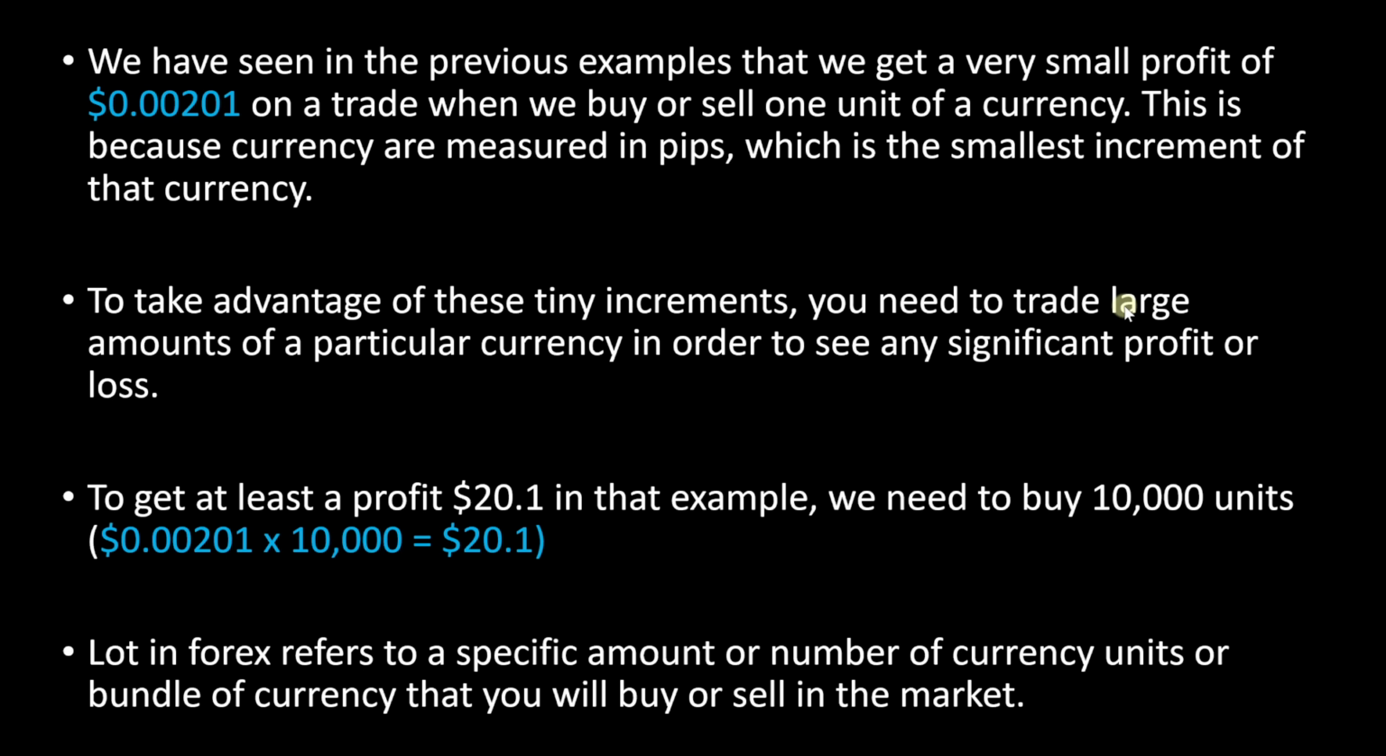You're making your profit in lots. So to get at least, now this is an example, to get at least 20.1 in that example, we need to buy 1,000 units. So 1,000 units multiplied by 0.00201, which is 20.1 pips, we find that we now get $20. So we are not getting 0.00201, which is a fraction of $1, but now because of the lot size, we find that we now get $20.1. Lot in Forex. Now what is a lot?